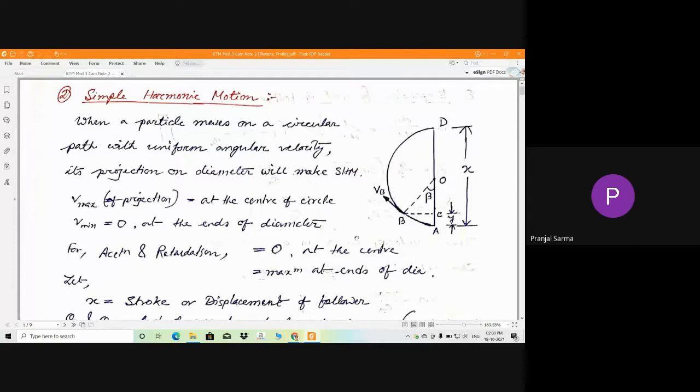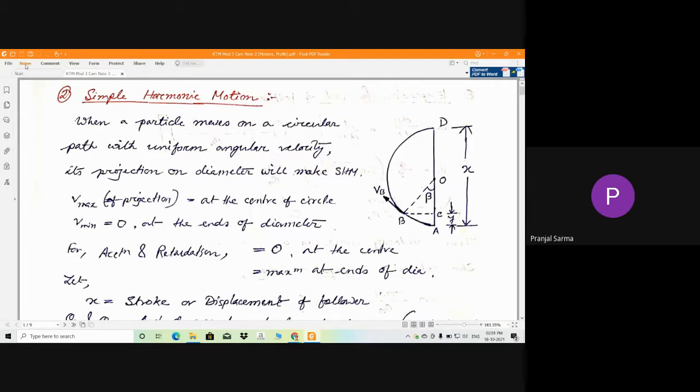Okay, so after that, we started discussing simple harmonic motion of the follower. For understanding the harmonic motion of the follower, we have seen when a particle moves on a circular path, like this, from A to B, with a particular angular velocity omega, then its projection on the diameter is like this. If you do the projection here, it makes the harmonic motion. So that particular logic we are going to utilize here.